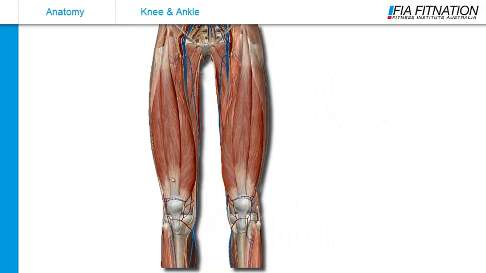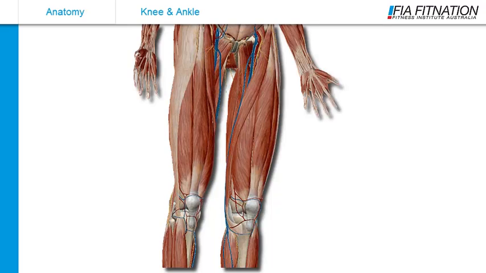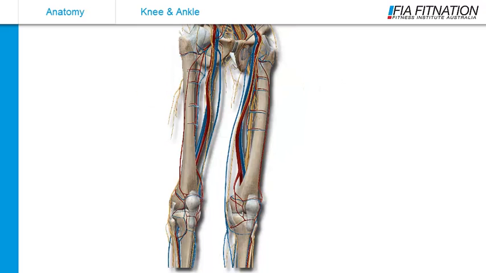Now, I did mention at the beginning of the lecture that the knee joint functions as a hinge joint, but structurally is a double condylar joint. What we also have is an aspect of the knee called the locking mechanism.